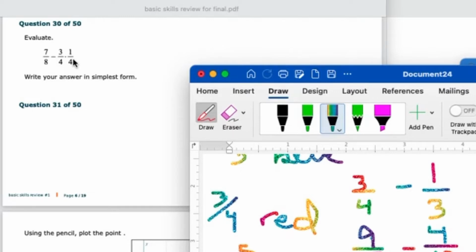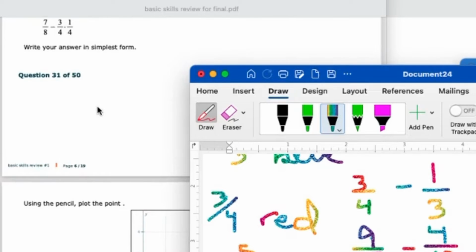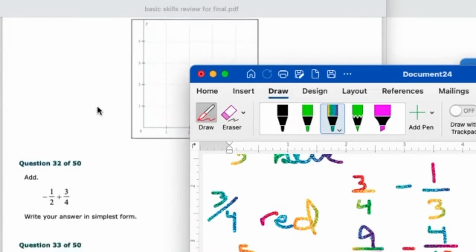Okay, so we got this, we multiply first, and then we subtract it. Are you going to have to get common denominators? Yes. Okay, all right.